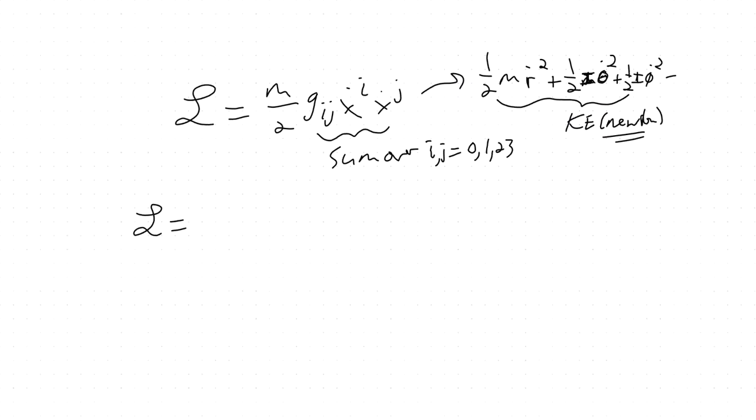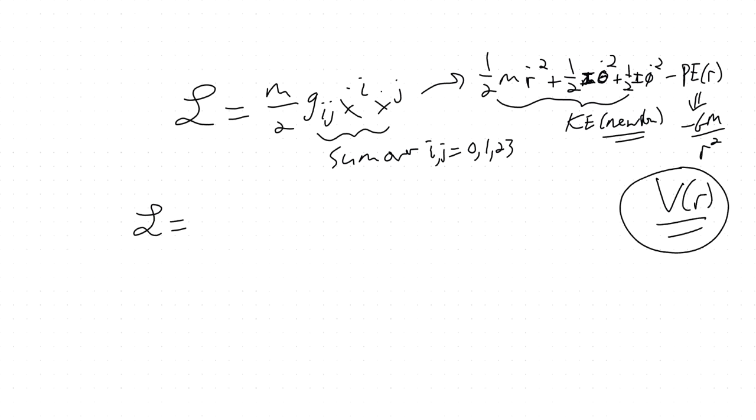Minus potential energy, which is just negative GM over r squared. This is typically called V. Well, sorry, it's actually technically plus potential energy. Oh, sorry, it's minus potential energy, so this becomes a plus. Because it's the Lagrangian, it's minus this, so it ends up becoming a plus in the equation. Anyway, it doesn't matter.